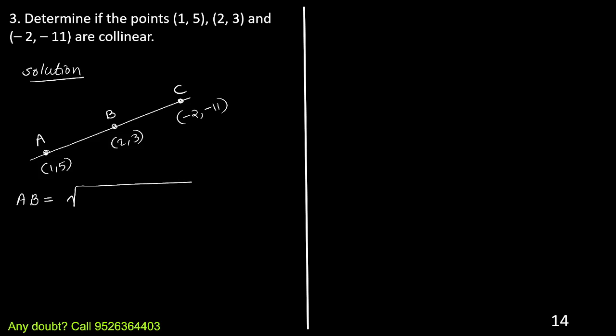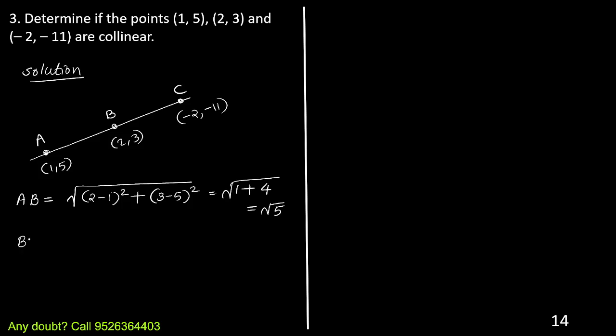AB equals root of (x2 minus x1) square, which is (2 minus 1) square, plus (y2 minus y1) square, that is (3 minus 5) square. It is root of 2 minus 1 is 1, so 1 square, plus this is minus 2 square, correct? Minus 2 square is 4. So this is root 5. AB equals root 5.